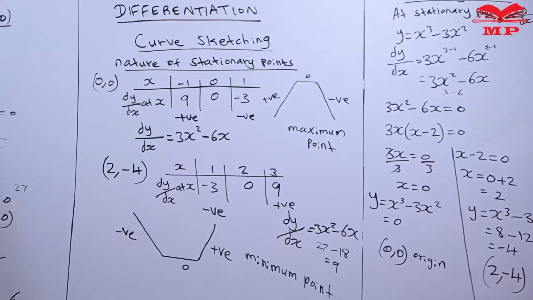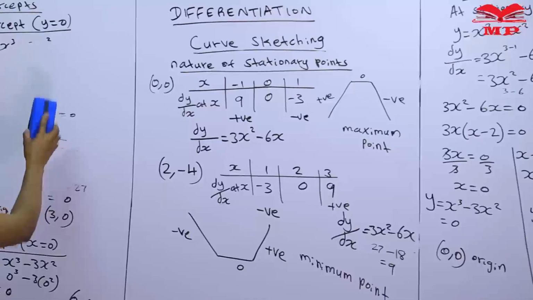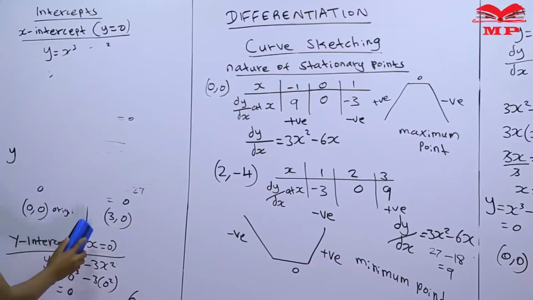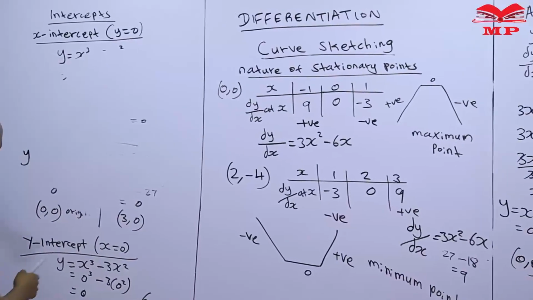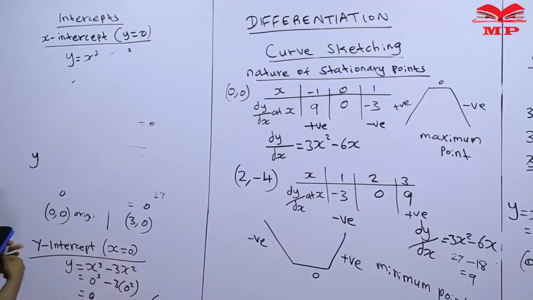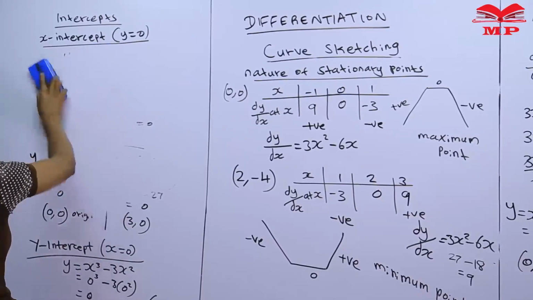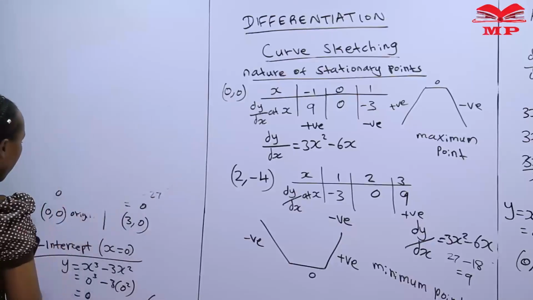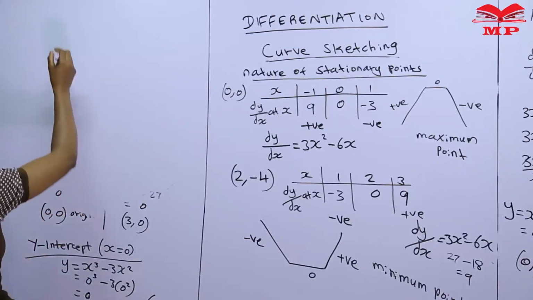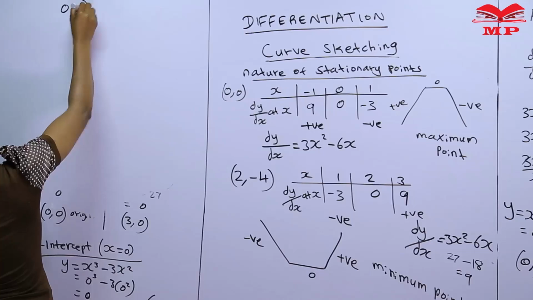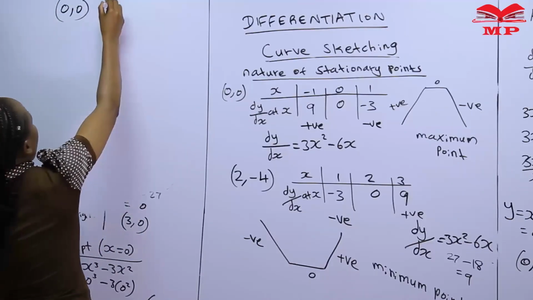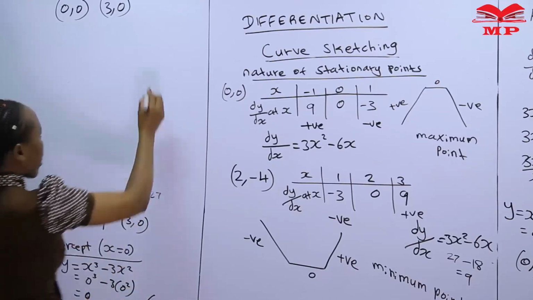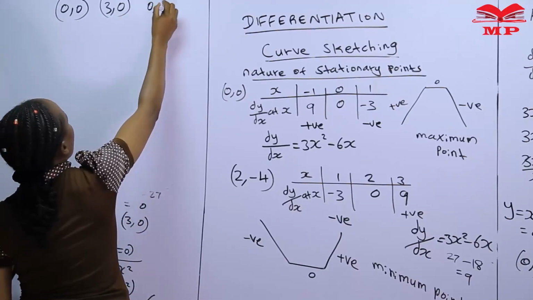We sketch the curve because we have the intercepts. We have the intercept 0, 0, and we also have the other point 3, 0. These were the intercepts, so we need to write those intercepts. The first one we have is 0, 0. Then the other one is 3, 0. Then the other one, again the origin, 0, 0.